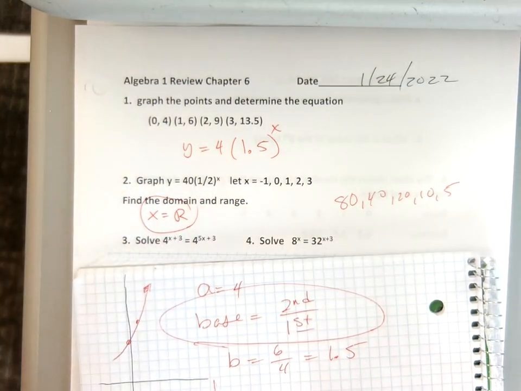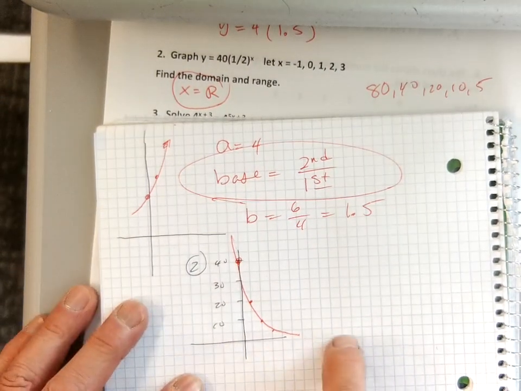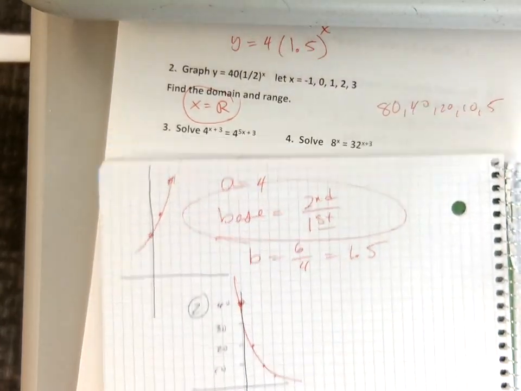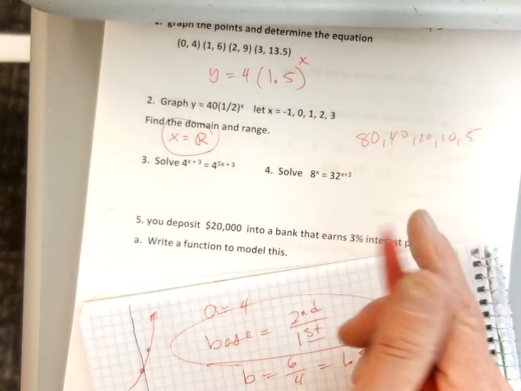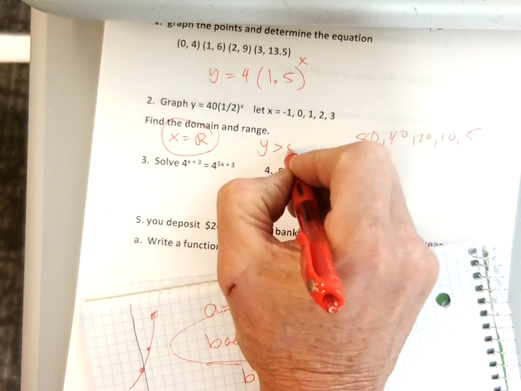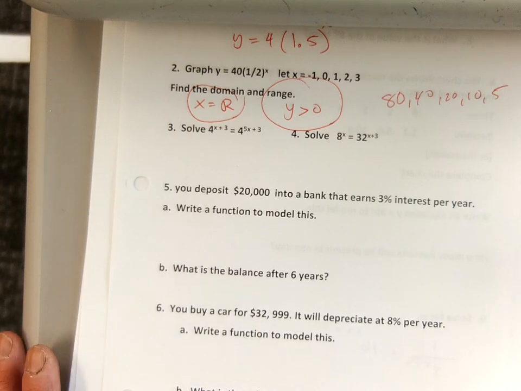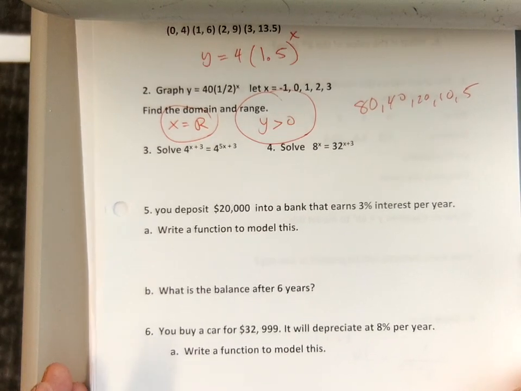My range is different because it never touches 0. So it's the y values. My range is just going to be y is greater than 0. There's my range. Okay? Am I going too fast or am I okay? I'll slow down for a second.